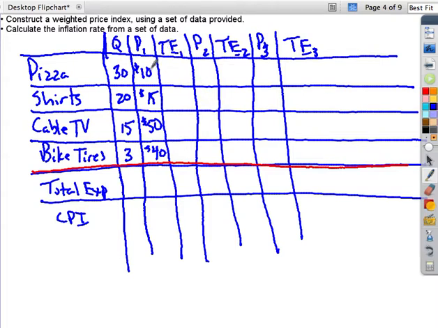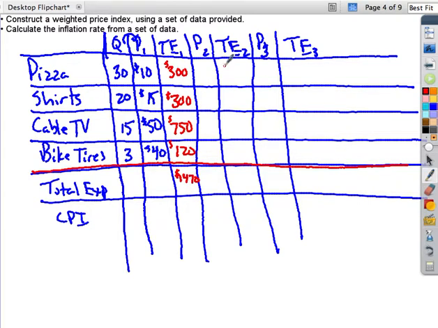So to calculate the total expenditure, all we do is take the quantity times the price. All right, and so let's do total expenditure in red here. So the total expenditure for that is 300. For this one, it's also 300. For the next one, 15 times 50 is 750. Then 3 times 40 is 120. And so what we want to do is add all of these up. All right, and so when you add all these up, you get $1,470. All right, and that'd be our total expenditure for year one.